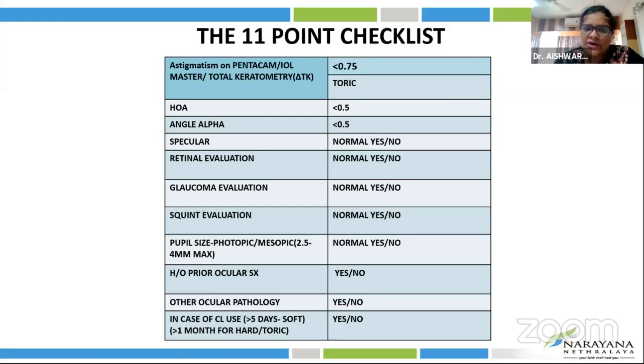And of course, the prior ocular surgery, which is important for us to know about the ocular surface, any other ocular pathologies which may be there, and the use of contact lenses, which is more than 5 days. If a person is using them, then we want to repeat all the scans after taking off the soft contact lenses. And if it is more than 1 month, then we have to talk about the hard and toric lenses, after which we can do all the scans. So this is our personal checklist, which I wanted to share today.